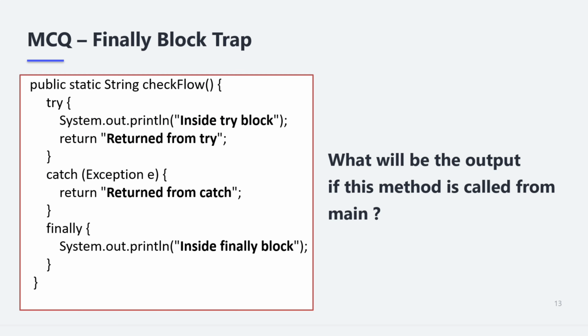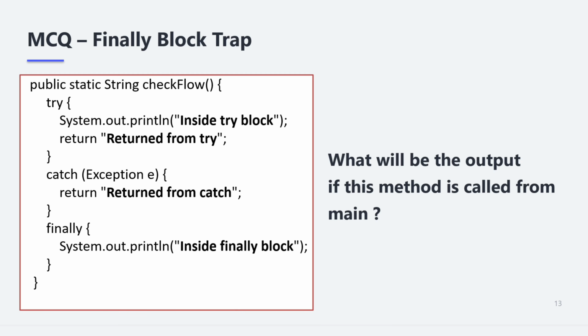Now let's look at a very important MCQ from the exception handling concept. This is a classic trap question and it appears very frequently in Java assessments. Observe the following Java code that you can see on the screen right now. The name of the class is TestFinally, and inside this class we have one method checkFlow. Inside this checkFlow method there are 3 blocks: try block, catch block and finally block. And from the main method we are just calling this checkFlow method. So what will be the output of this program?